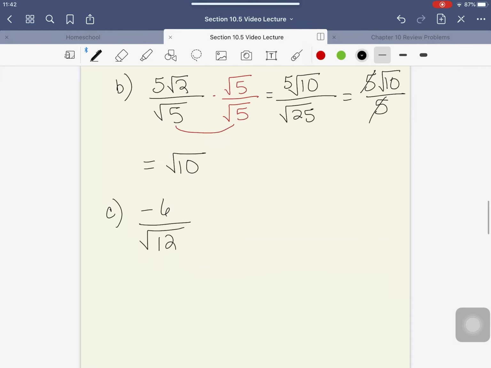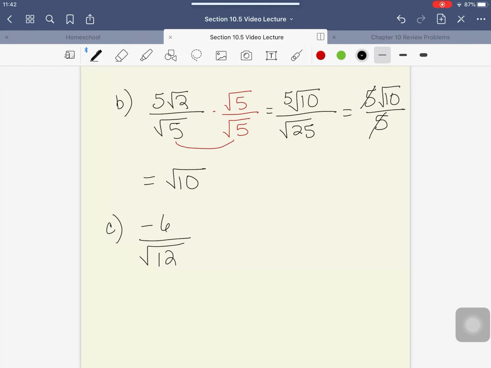All right, square root of 12. If there is a perfect square within your square root, you always want to break that down first. So since I have a perfect square within 12, I'm first going to rewrite this as -6 over the square root of 4 times 3. 4 is going to be that perfect square within 12. So -6 over 2 square root of 3. Now I can simplify the -6 with the 2. If you want to go ahead and do that, you can. 2 goes into -6, that becomes a -3.